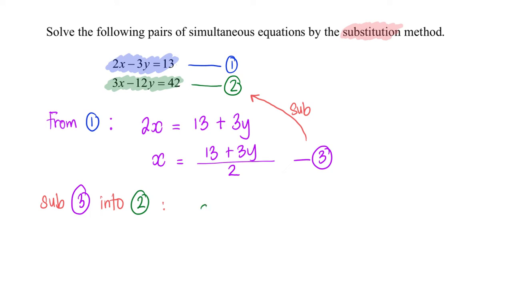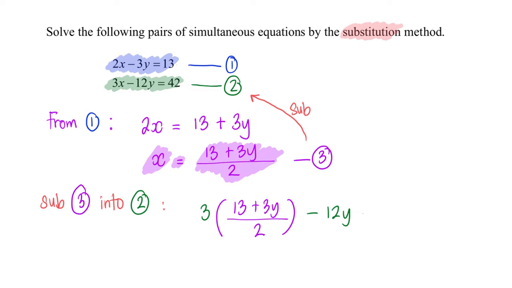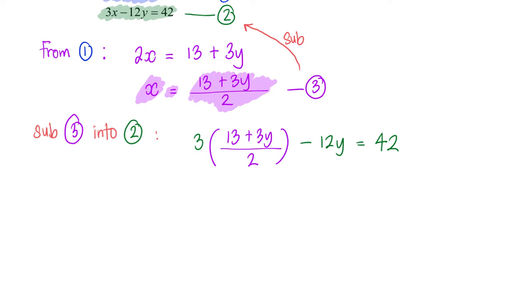So my equation 2 now has 3x, but we now know x is equal to 13 plus 3y divided by 2. So I am not going to write x anymore. I'm going to substitute x with 13 plus 3y divided by 2 and minus 12y equal to 42. Now, how do I solve this equation? Do you see a denominator too?